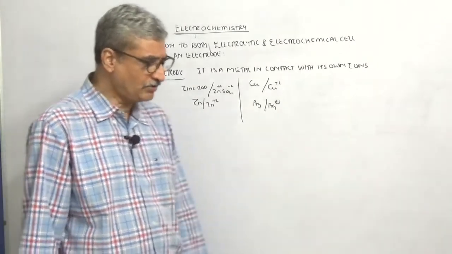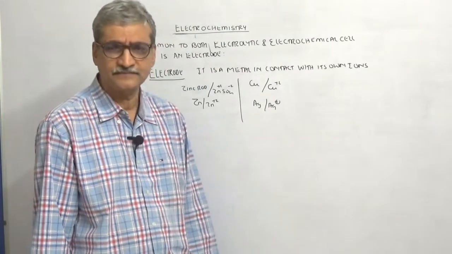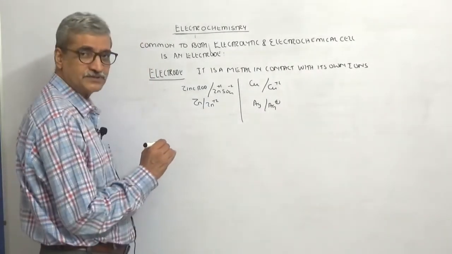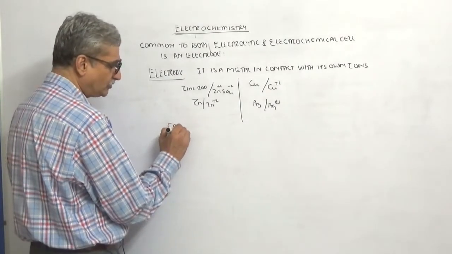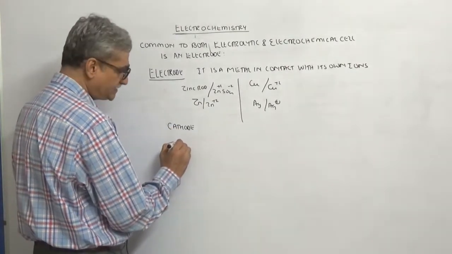Now, in any electrochemical cell or electrolytic cell, one thing is very clear: there are two types of electrode. What are the two types of electrode? One is a cathode and the other is an anode.